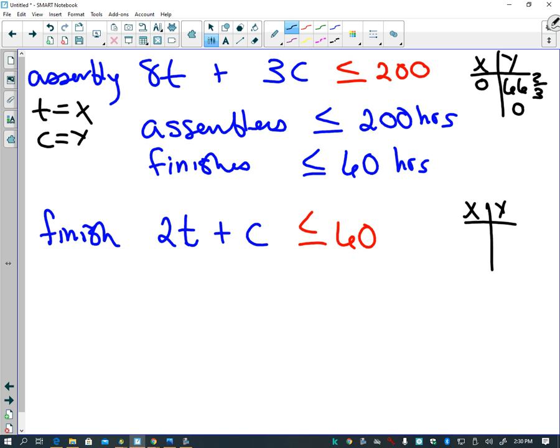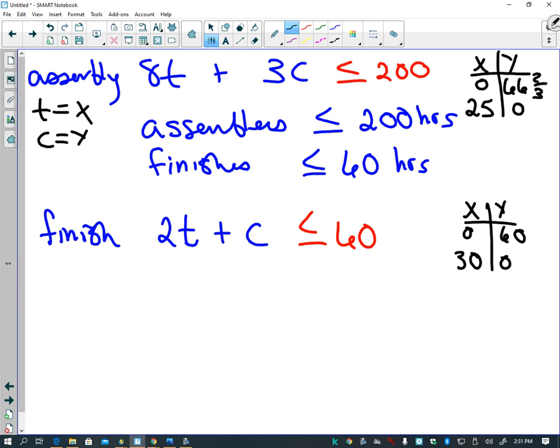Now we're going to do the same thing. We're going to plug in 0 for c or y. What's 200 divided by 8? 25. All right, we're going to do the same thing down here. We've got our 0 here, a 0 here. Let's plug in 0 for t. So really it's just 60, right? And do the opposite. So it would be 30.